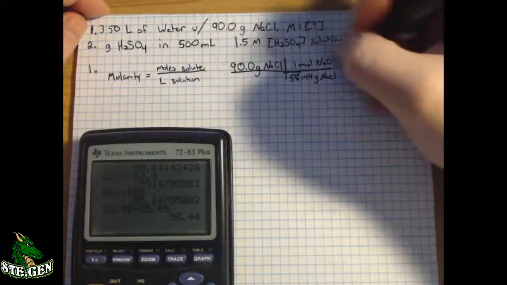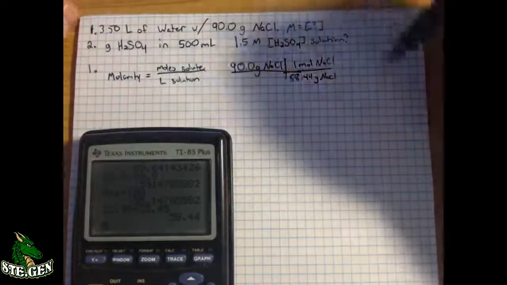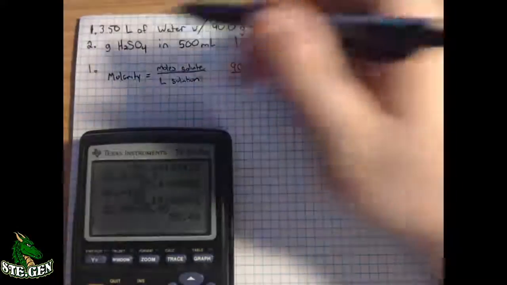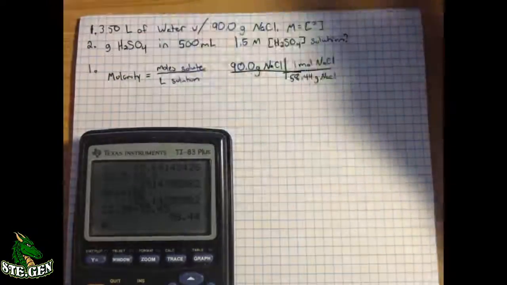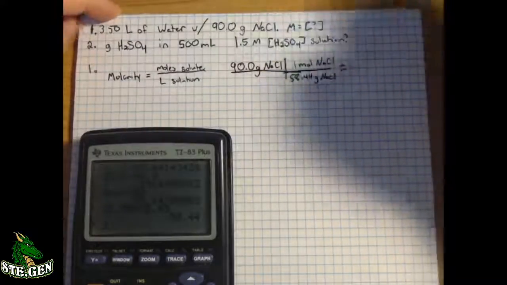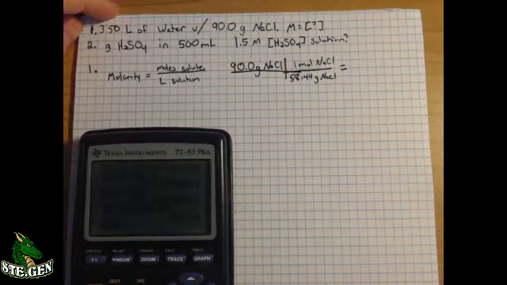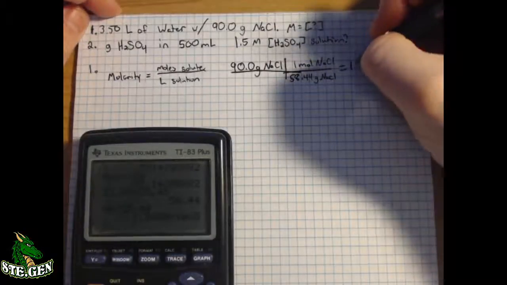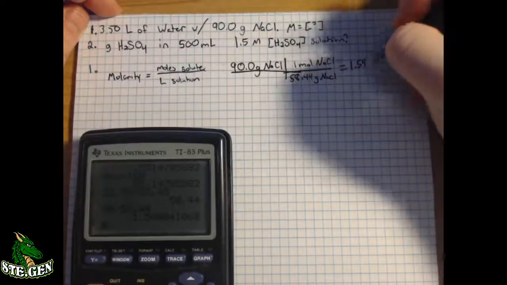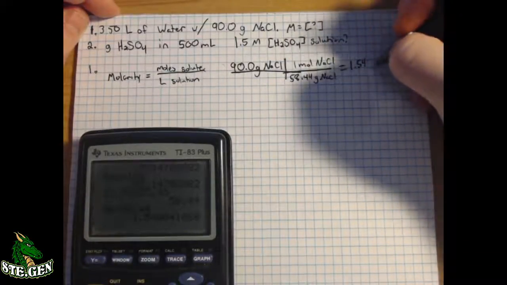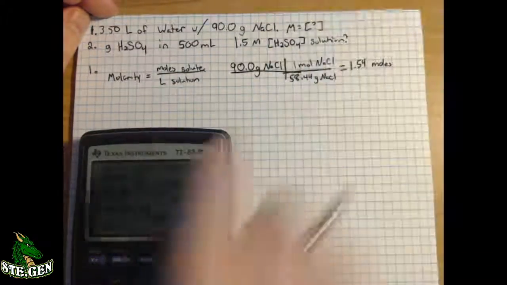Now you might think, okay, where do we go now? Do we convert that to H2SO4? No, that's a separate problem. We don't have to convert it into anything else. We just need to get it into moles. So I'm going to take my 90 and divide it by 58.44, and I get 1.54 moles.